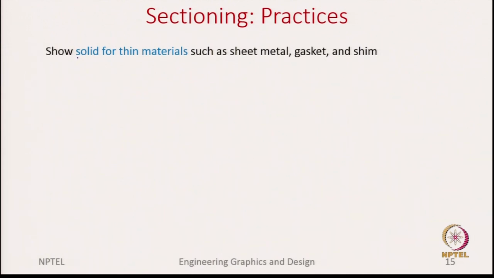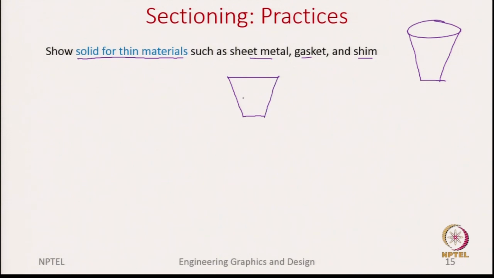So, we are saying that show solid for thin materials such as sheet metal, gaskets and shims. So, let us say a glass. Any regular glass, right, usually it is made up of sheet metal. So, if you have a section, it will look like something like this, right. Since it is a thin sheet, you may want to show the thickness of it.